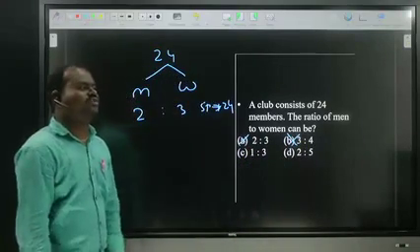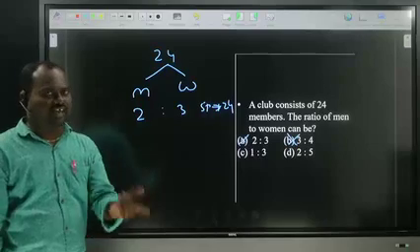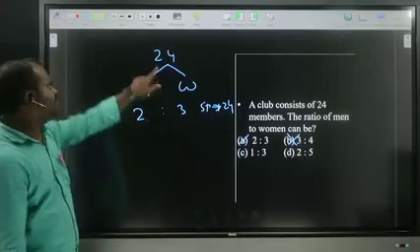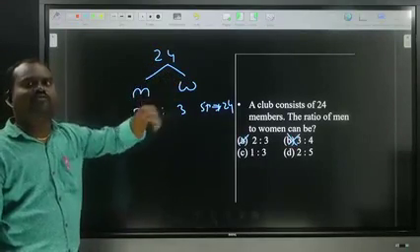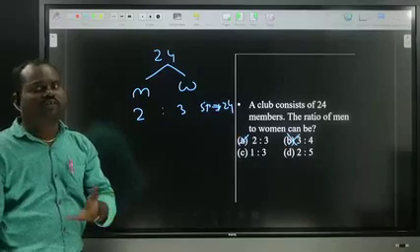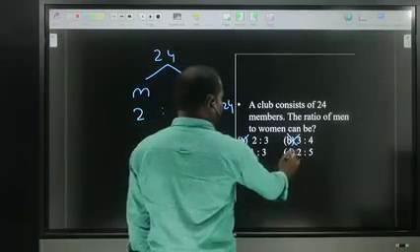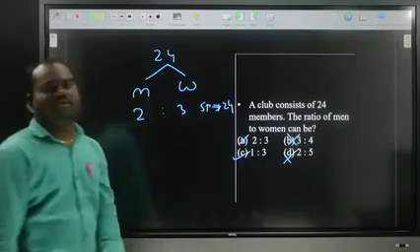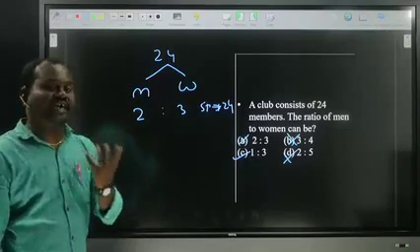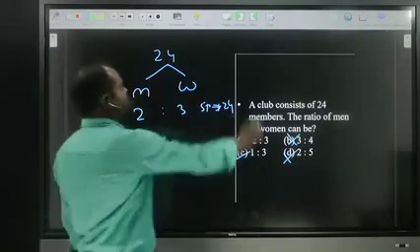1:3 means 1 part and 3 parts, 4 parts. Can we divide these persons as 4 parts? 4 sixes are 24, we can divide into 4 parts. So what is the answer? Option C. No need to check the others. Right? Now which ratio can be asked?